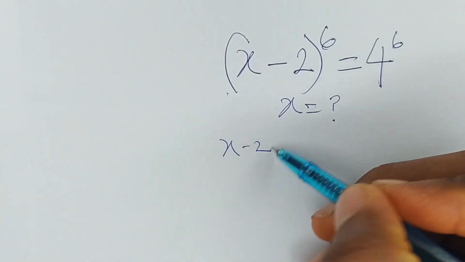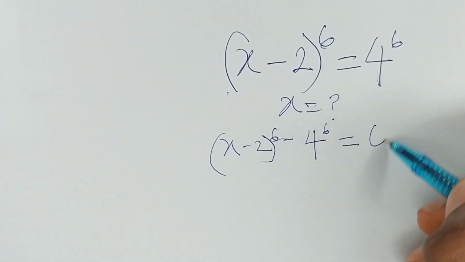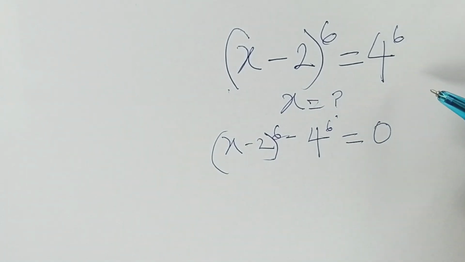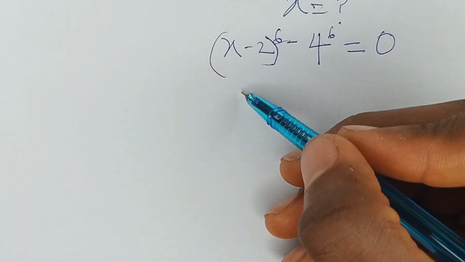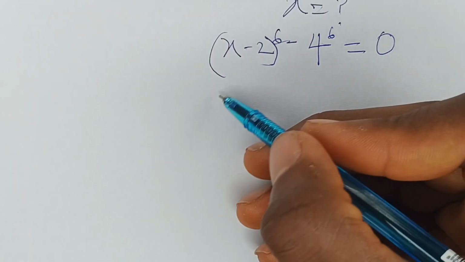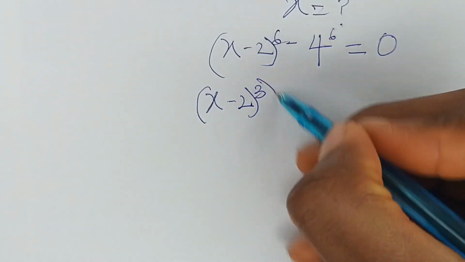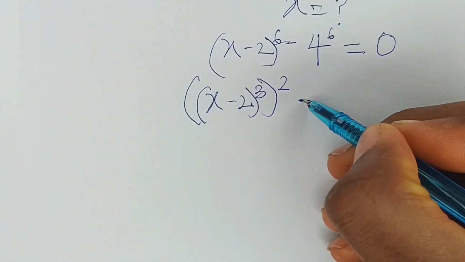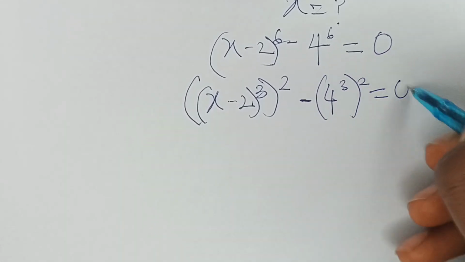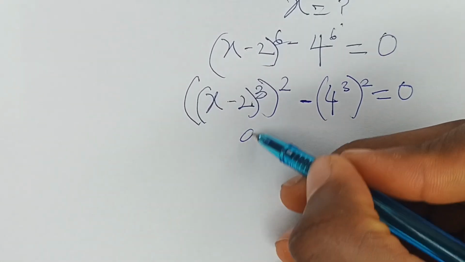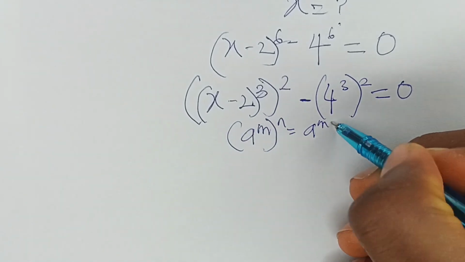(x − 2)^6 − 4^6 is equal to 0. Now, moving on from here, we can say that this can be ((x − 2)^3)^2 − (4^3)^2 is equal to 0. And the reason is because if you have (a^m)^n, it is equal to a^(m×n).